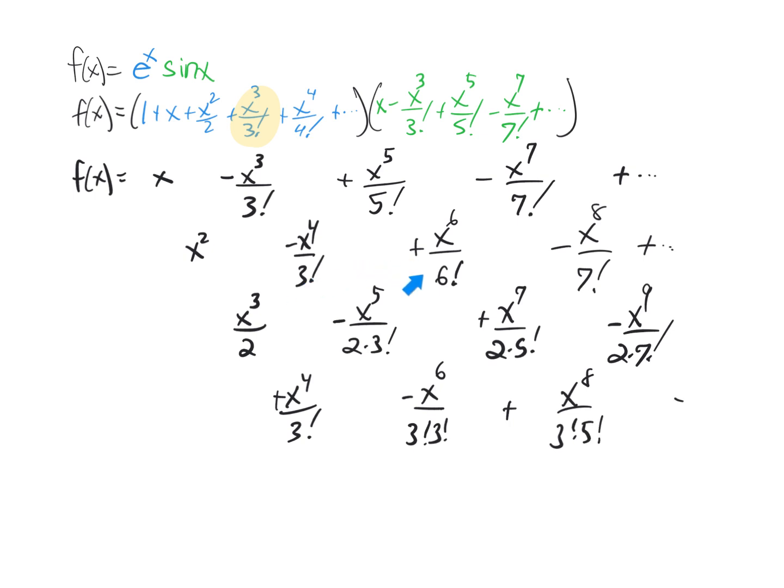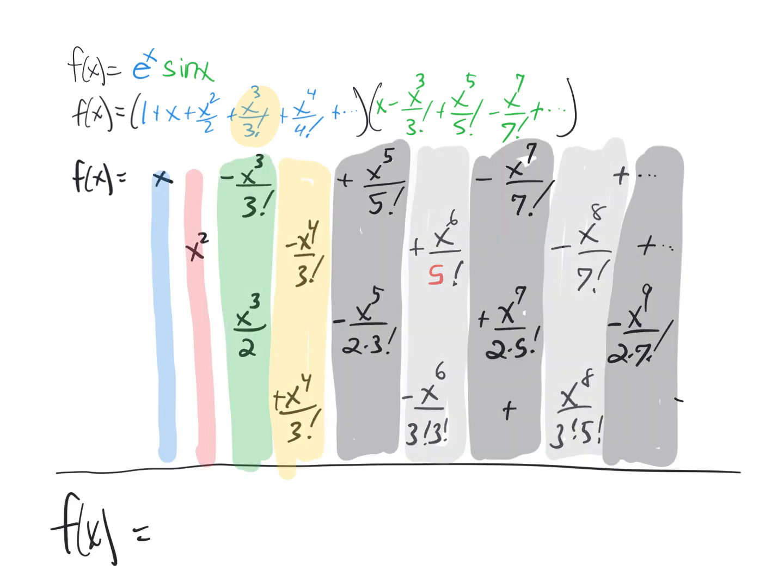Before we go any further, I've noticed a little mistake right here. This is the result of x times x to the 5th over 5 factorial. So that should be x to the 6th over 5 factorial. All right, that error is corrected. We are now ready to find the first 4 terms of the series for the function f of x equals e to the x times sine of x. All we need to do is combine all the like terms. But they're all nicely aligned vertically.